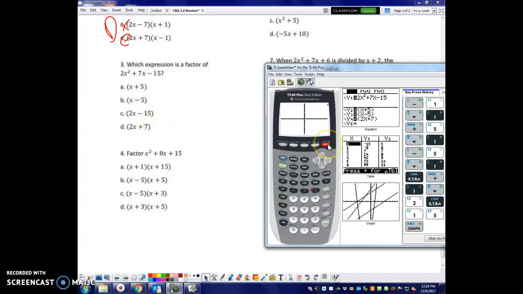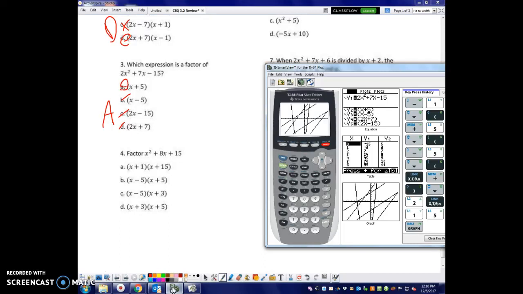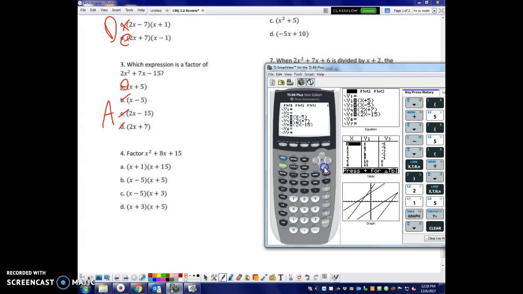So I hit graph. That's our original, okay? That's A. See how it crosses? So that's good. B does not. C does not. D does not. So we want the one that crosses right here at the x-axis, okay? And that was letter choice A. Boom. That easy. Okay, number 4, we're going to factor it out, and we're going to use our calculator again. So y equals, clear everything we have in here.